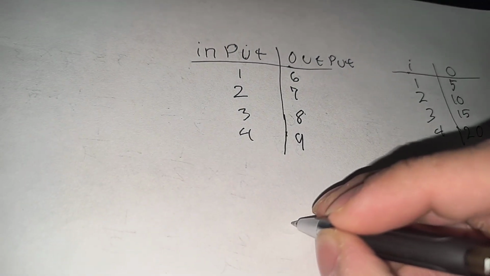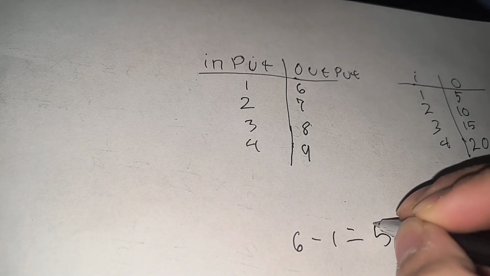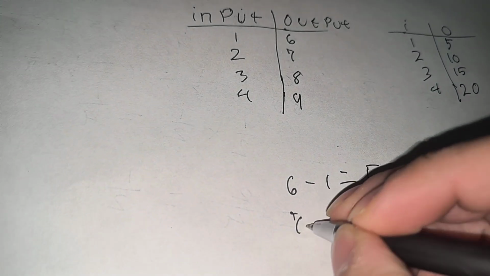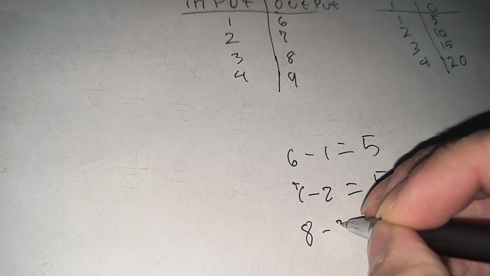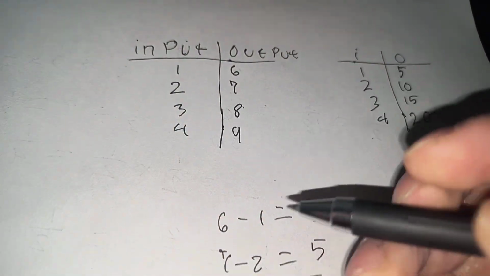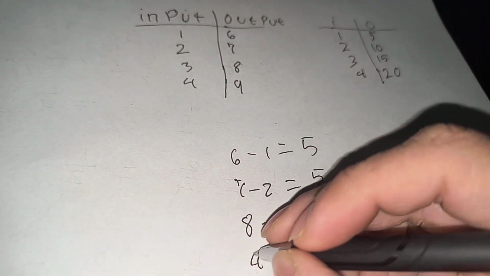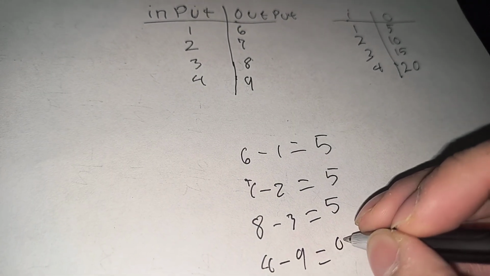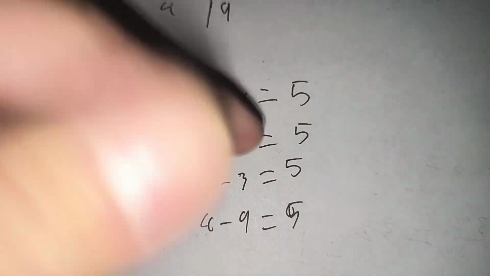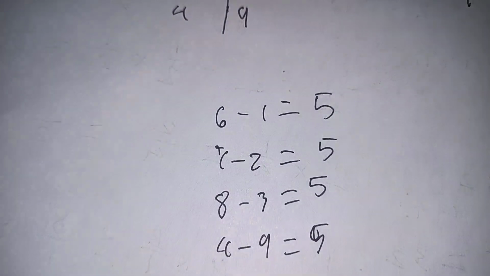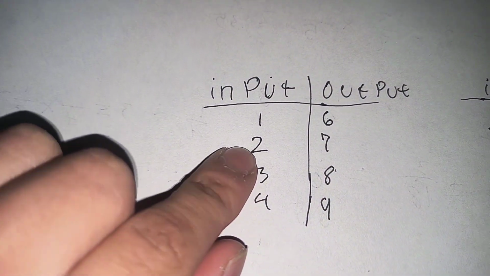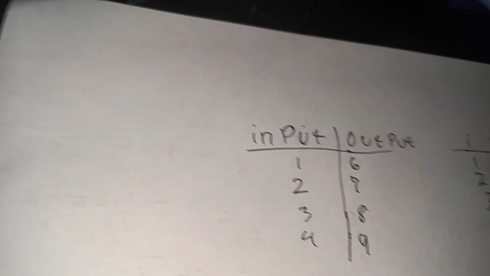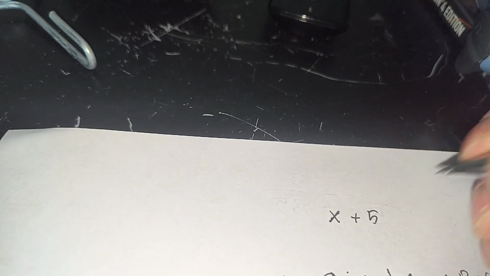You can tell if an input table is additive if you take the difference between 6 and 1: 6 minus 1 is equal to 5, right? 7 minus 2 is equal to 5. 8 minus 3 is equal to 5. And same thing with 9 minus 4. So they each have a difference of 5, which means that this is additive. That means we're adding 5 plus 1, 6, 5 plus 2, 7. So this input-output table's rule would just be x plus 5.